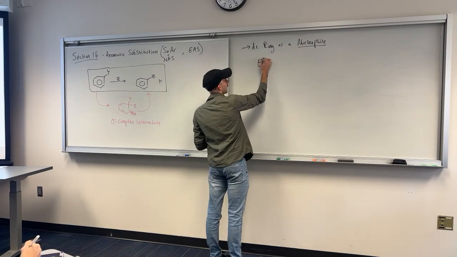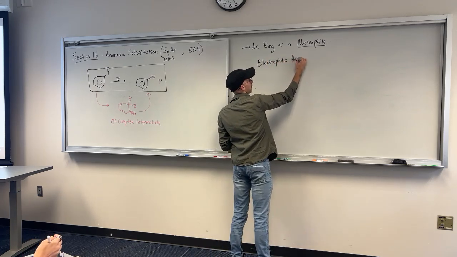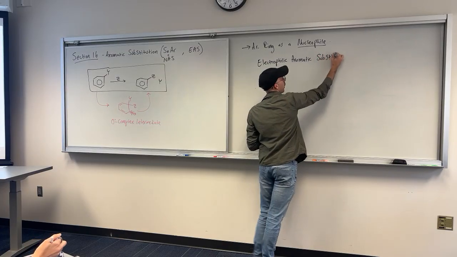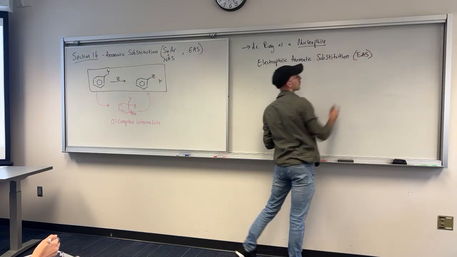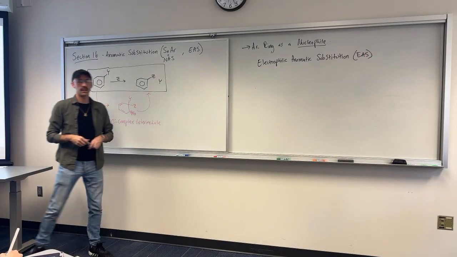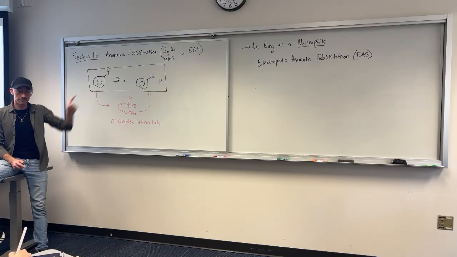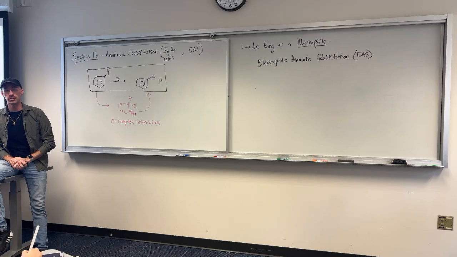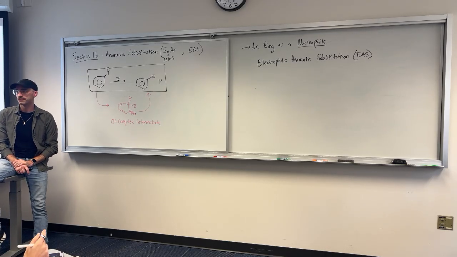These are the electrophilic aromatic substitution reactions, otherwise called EAS. That feels confusing, doesn't it? When the aromatic ring acts as a nucleophile, we call it electrophilic aromatic substitution. Did I make a mistake?